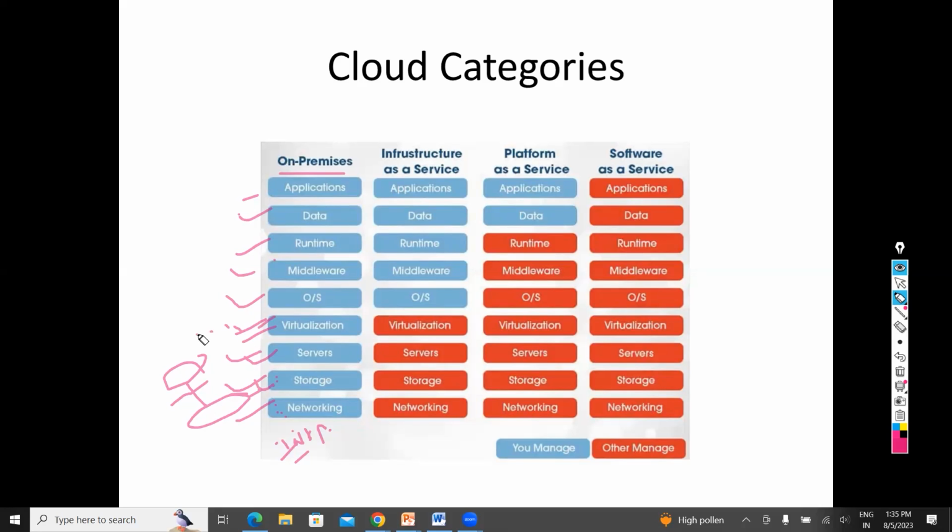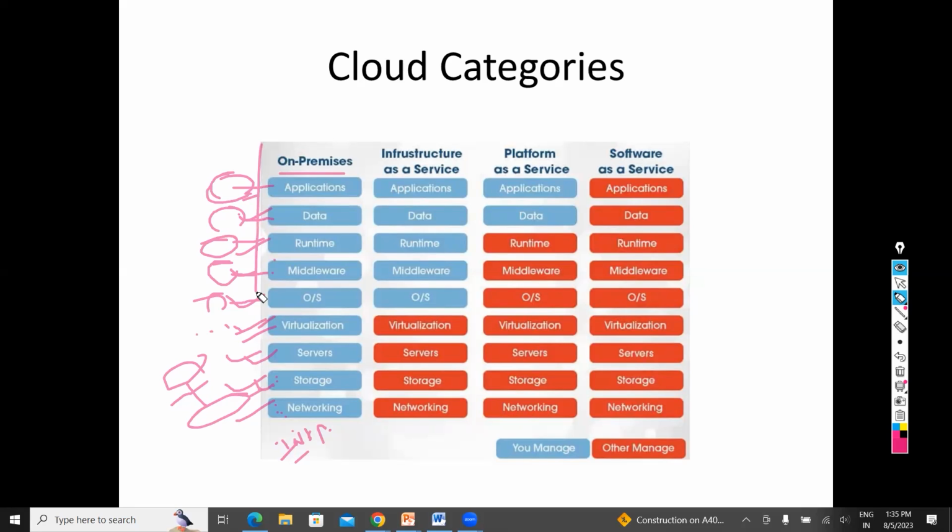Then if we are deploying a Microsoft operating system, we have to purchase a license for that. Then whatever applications we are going to deploy, we have to purchase licenses for those. Then we have to take care of its runtime, we have to take care of data, then the application which is providing those services. So everything we have to manage.